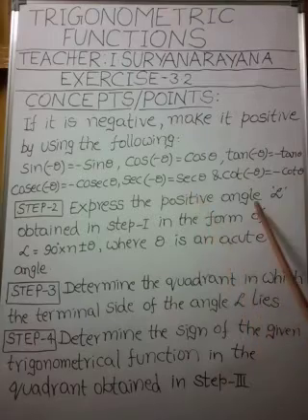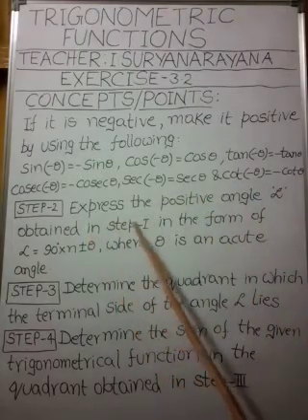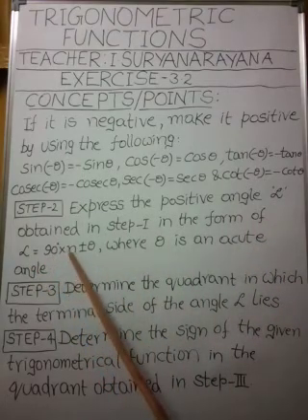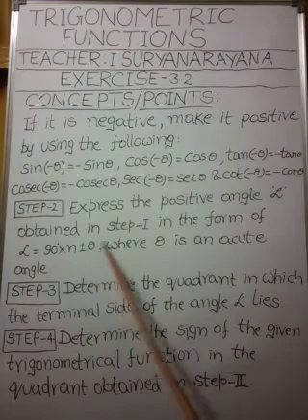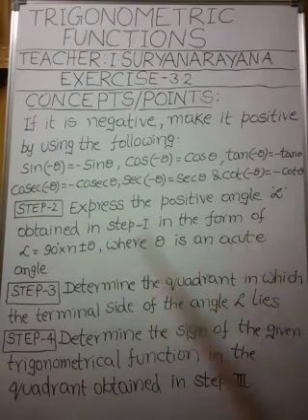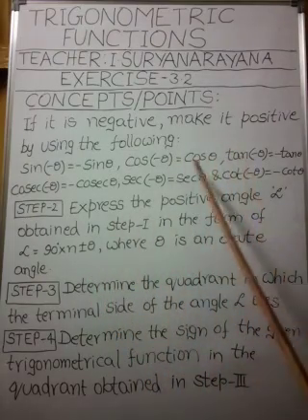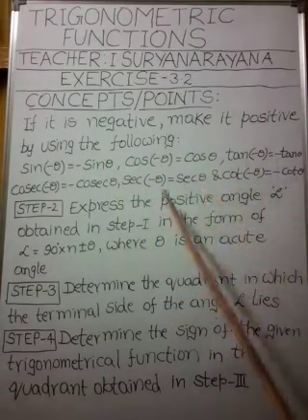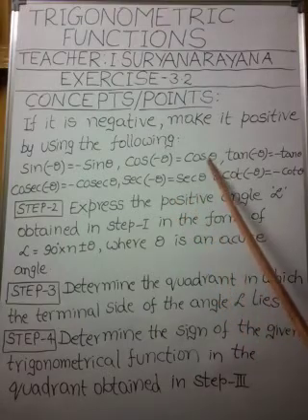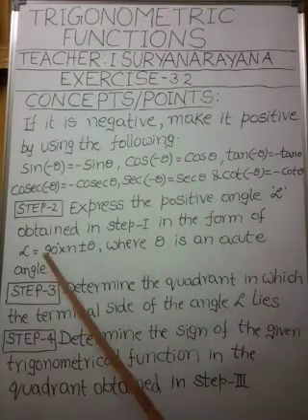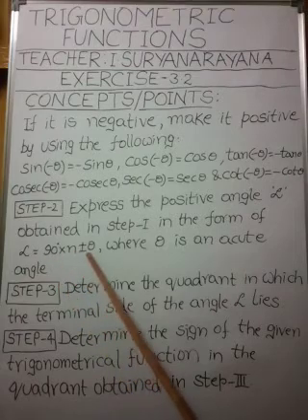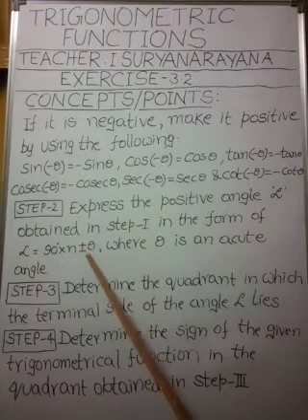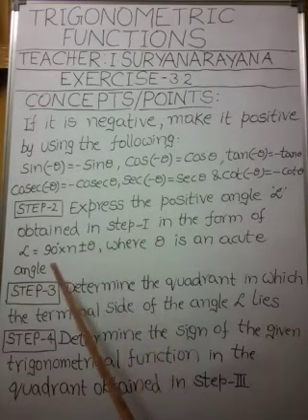Express the positive angle alpha obtained in step 1 in the form alpha is equal to 90 degrees into n plus or minus theta, where theta is an acute angle. Here we got a positive angle. Then we have to express this positive angle in the form of 90 degrees into n plus or minus theta, where this angle theta is an acute angle. Understood this step, my dear children?